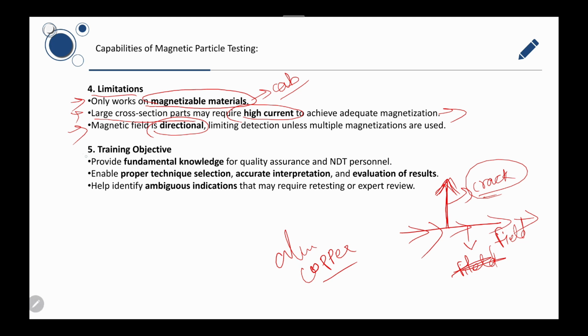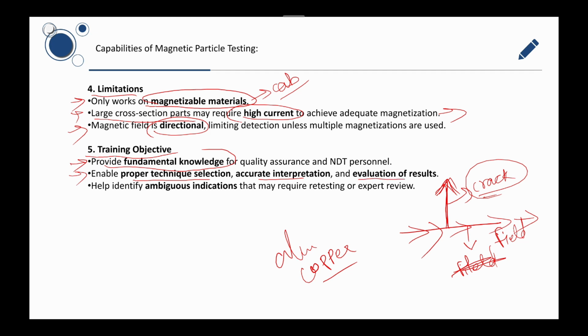The next topic is training objective. First point is the basic knowledge for quality and integrity personnel, the basic understanding of how magnetic particle testing works and when to use it. This provides a fundamental knowledge for quality assurance. The next one is to enable proper technique selection, accurate interpretation and evaluation of results.